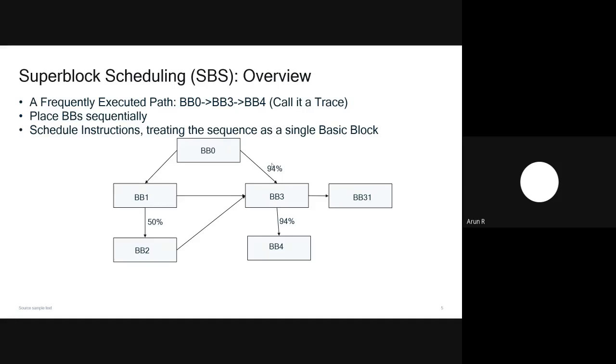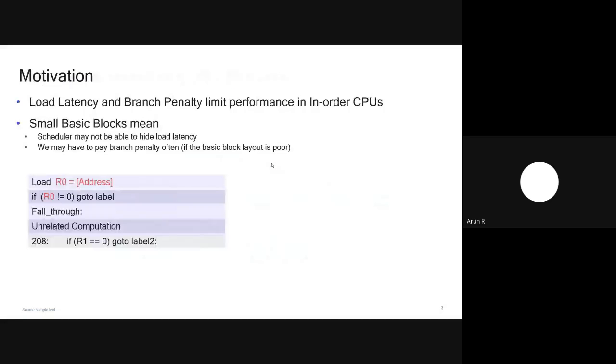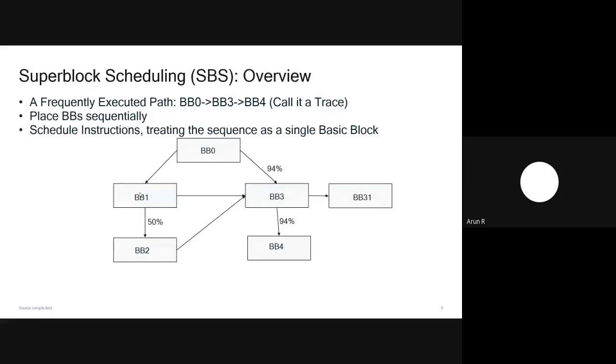For instance, let's go back to the previous example. Assume that this go to label is taken very infrequently. So if we consider this basic block and the fall through as a superblock, then we have some unrelated computation, and we may be able to move that unrelated computation between the load and the use of this load. So if we are able to move this unrelated computation between this load and its conditional branch, then we may be able to hide this load latency. So this is what a Superblock scheduler does.